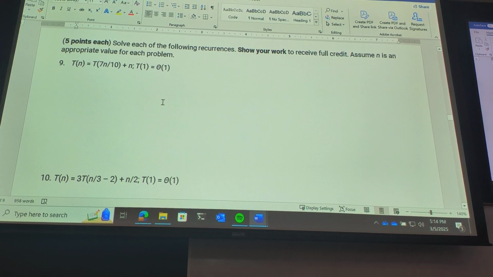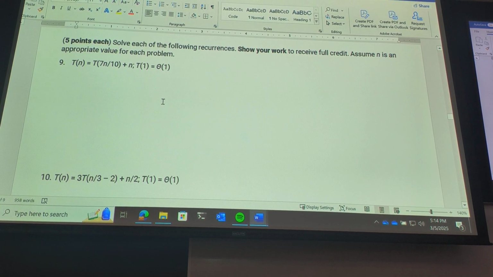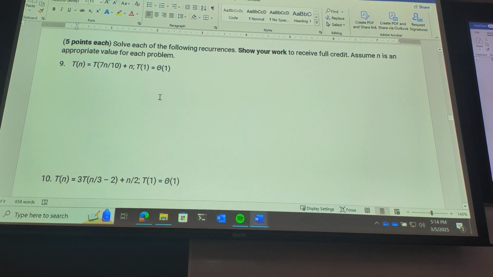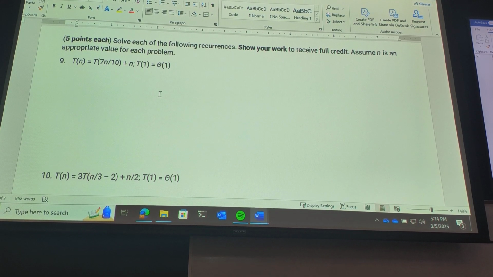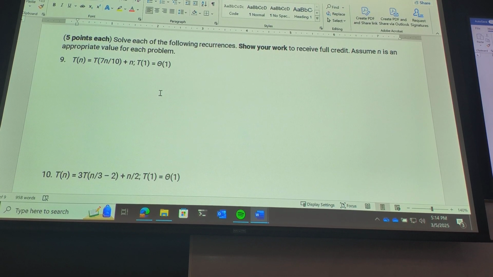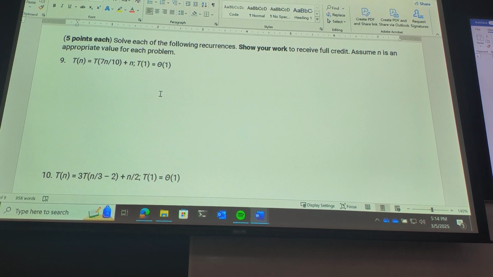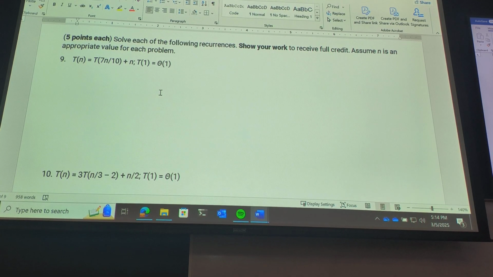Next ones. Solve each of the following recurrences. No restriction on how you do it. Get it solved. That means iterative substitution's cool. Master method's cool. Trees are cool. If you want to use induction here, cool. If you can magic it out of thin air and it's right, cool. But show your work for full credit in case you screw up.